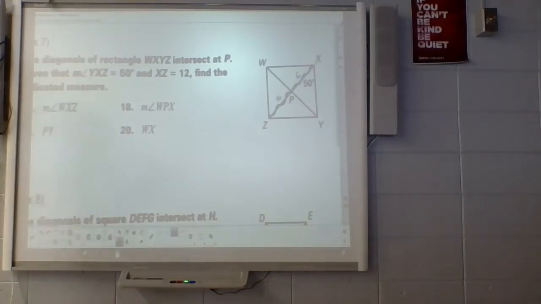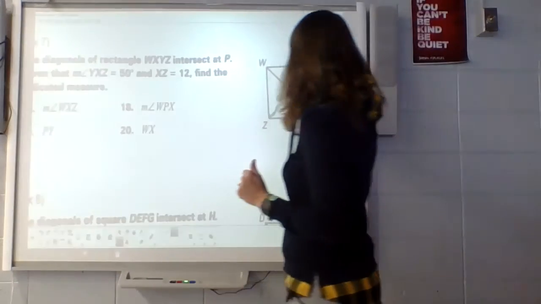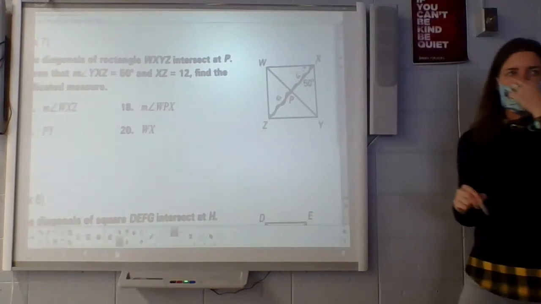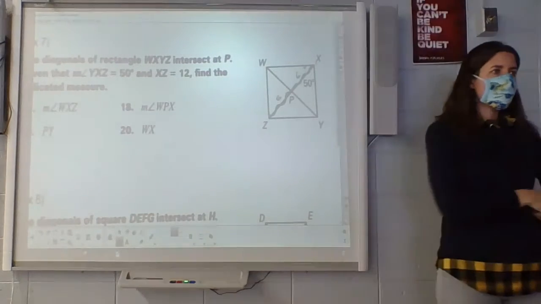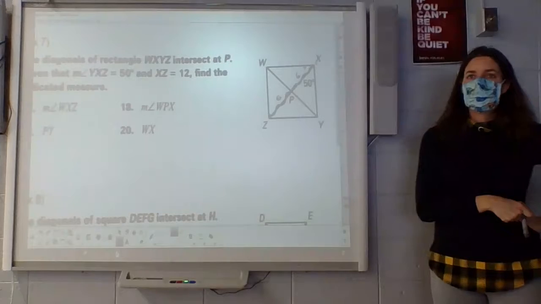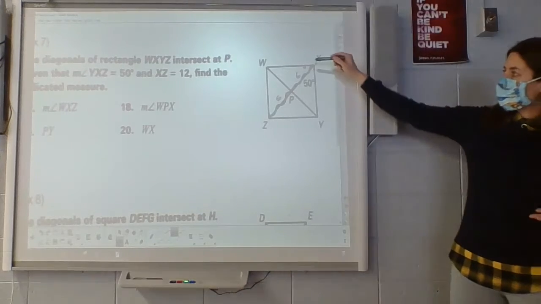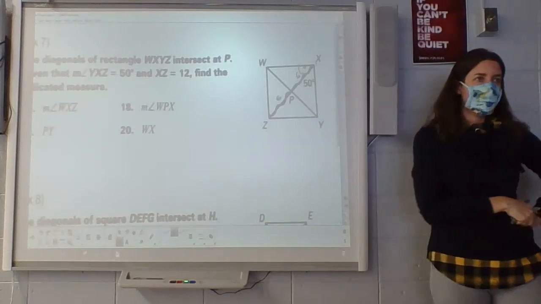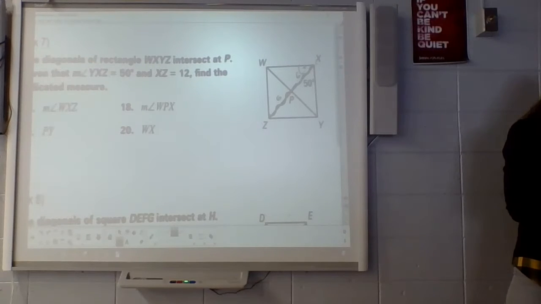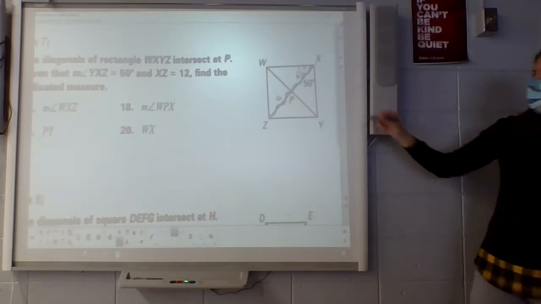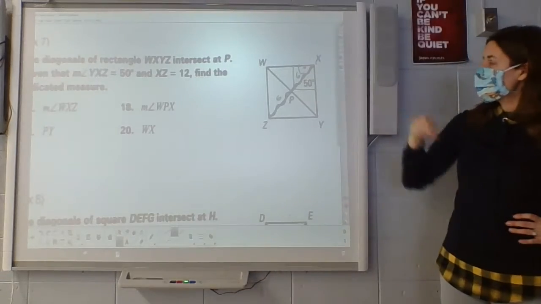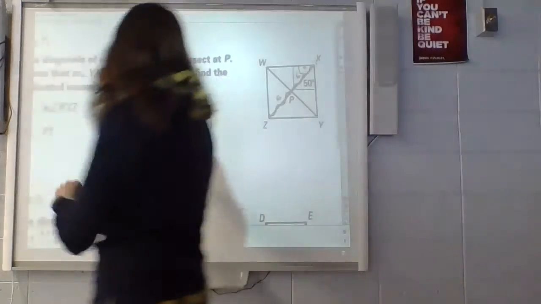Let's start with WXZ. So up here, how do I know what that value is, if I know this is a rectangle? How do I find this little angle if I know that's a rectangle? Yep. The angle X is 90 degrees. Yep, so this whole thing is 90. So if that one is 50, this has to be 40.